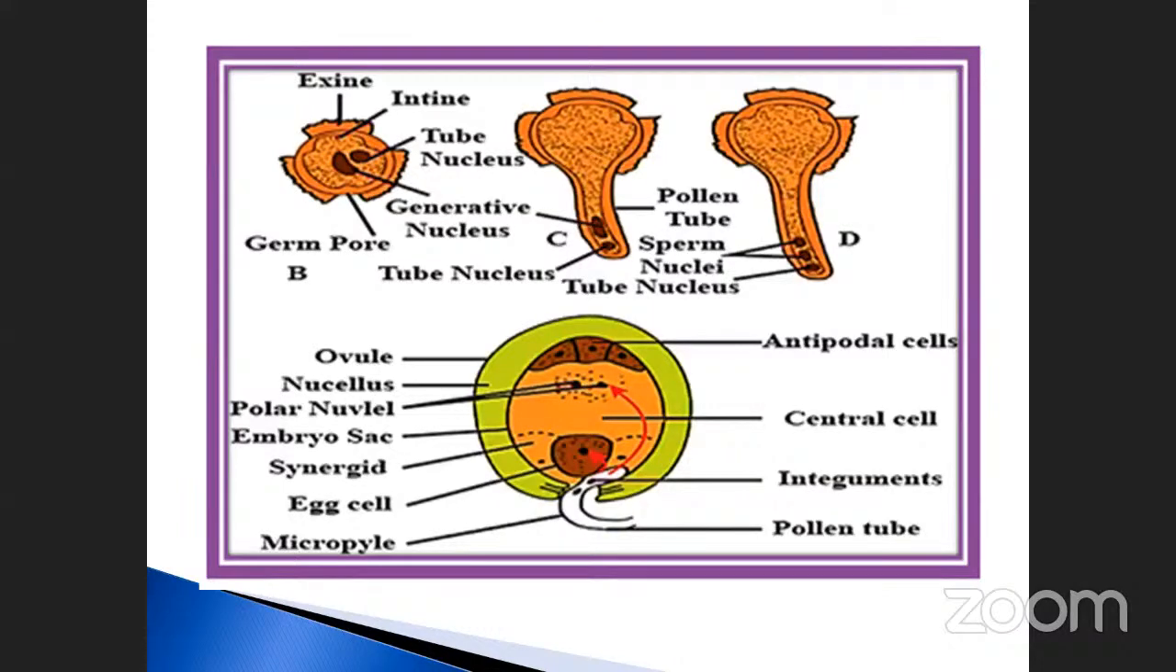What about the generative nucleus? See here, the generative nucleus is also further divided into 2, isn't it? In this diagram, this is nothing but the male gametes. Sir, the generative nucleus divides, and then it gives two male gametes. Yeah, good. Out of that, one male gamete will go and fuse with the polar nuclei in the large central cell. Very good. And one more will go and fuse with the egg cell, sir. Exactly correct.